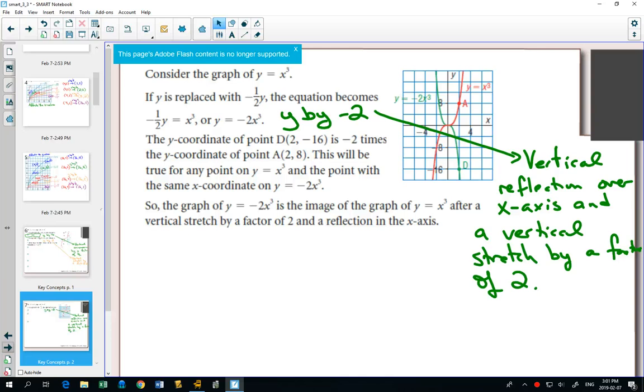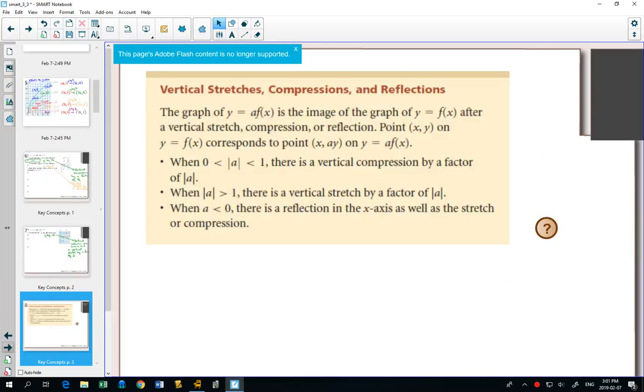So at the box at the bottom, it highlights that whenever your value of A is between 0 and 1, we're going to call that a vertical compression. And whenever your A value is bigger than 1, we're going to call it a vertical stretch. The negative in front is just a reflection that goes with it.